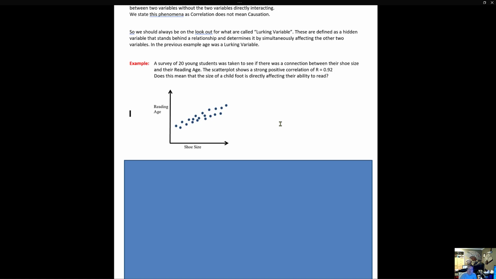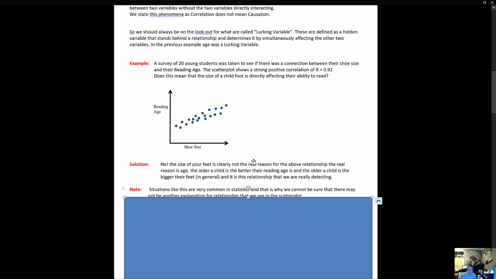So what is happening here is that you're seeing a relationship not between shoe size and reading age, but between the age of a child and his reading age. And that really should make sense, right? A 9-year-old should read roughly at a 9-year-old level, give or take. So what's happening? Well, children, as they get bigger, their feet get bigger.